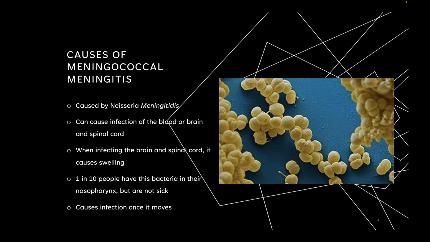The cause of meningococcal meningitis is a bacteria called Neisseria meningitidis. This oftentimes infects the brain and spinal cord. However, it can cause infection in the blood. When it does infect the brain and spinal cord, it causes swelling of the meninges around the brain and spinal cord. And this is why you usually get those symptoms of headache and neck stiffness.